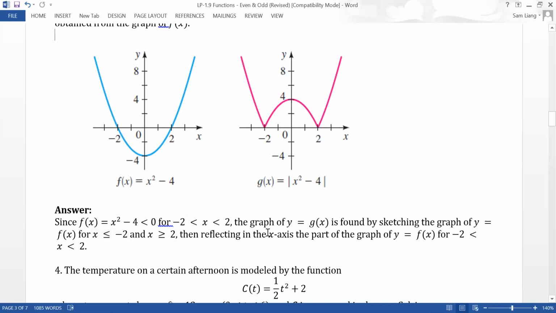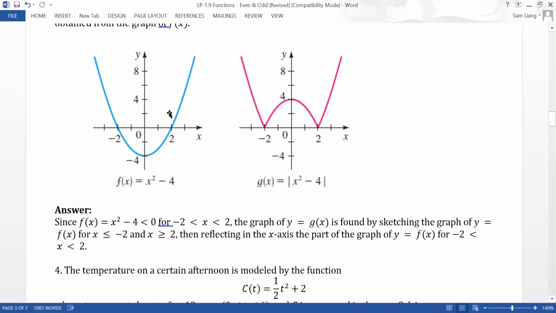Then reflecting in the x-axis the part of the graph of y equals f of x for -2 less than x less than 2. So x is between -2 and 2. Okay, so I know that was a lot, but it's actually not too complicated. It just looks complicated because we have to be mathematically precise here with our intervals. Okay, so yeah, we're going to sketch the graph.